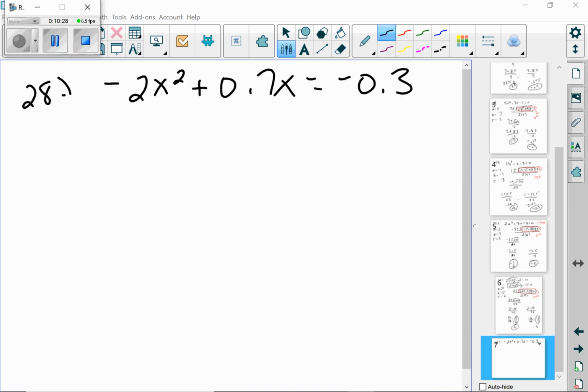All right, I thought I'd record this one from the beginning because of two things. One, it has a negative squared coefficient, a negative a, so to speak, in the beginning, and it's got decimals.